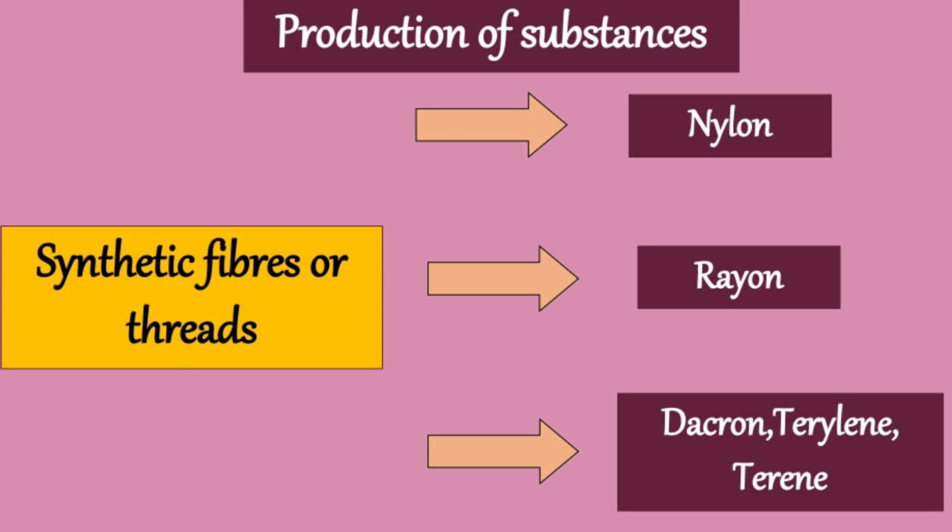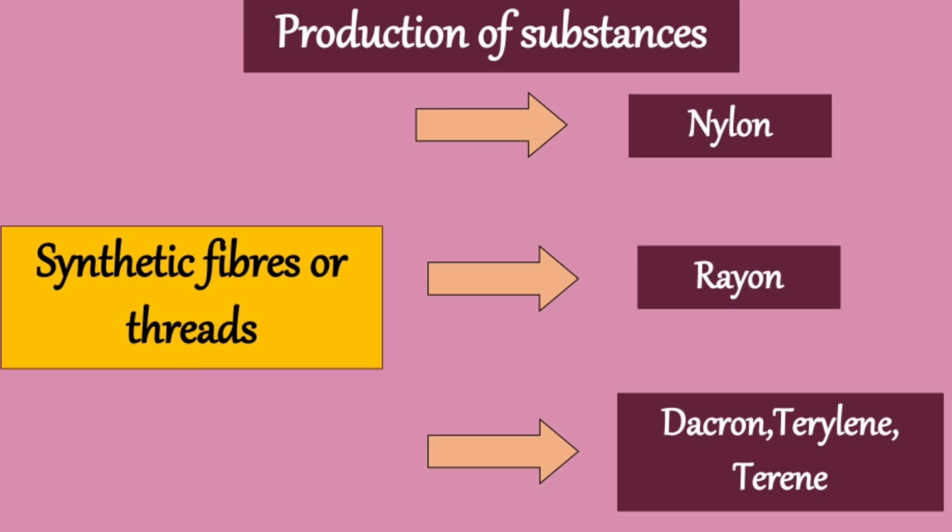Next substance is synthetic fiber or threads. First it was thought that artificial yarn could be made for clothing materials. A lot of research has been done in this field. So innumerable kinds of synthetic or artificial threads are now available like nylon, Dacron, terylene, terene, polyester, rayon. These are the names of various synthetic threads or materials from which clothes are made nowadays. In olden days, almost all articles were made from natural fibers, but nowadays nylon, rayon, terylene and acrylic are all synthetic threads which are used in day to day life.